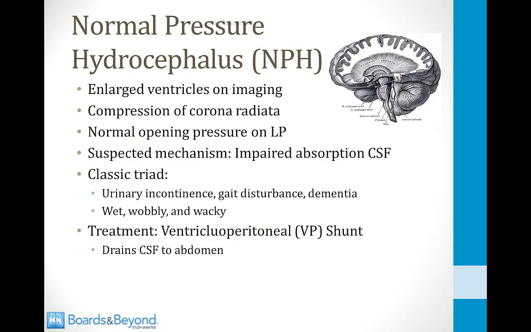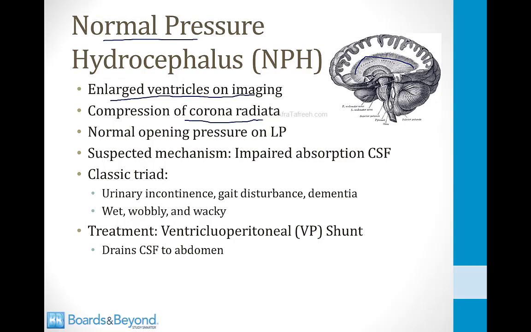Next condition we'll talk about is called normal pressure hydrocephalus, and this is when you get enlarged ventricles on imaging, which will compress the corona radiata. So just to remind you, the corona radiata is this region in this picture over here. It's all the nerve fibers going up and going down from the cerebral cortex. So patients who have this condition get compression of that very important set of nerves by widening of the ventricles.